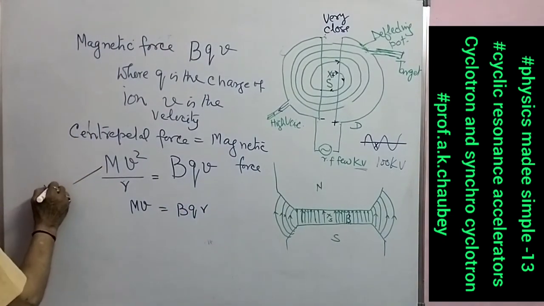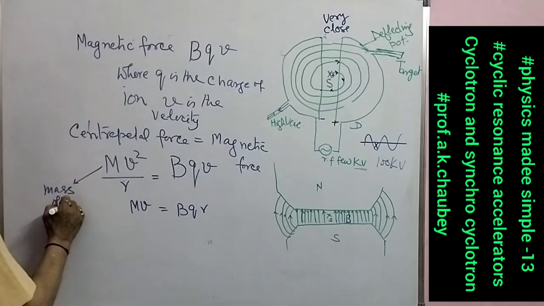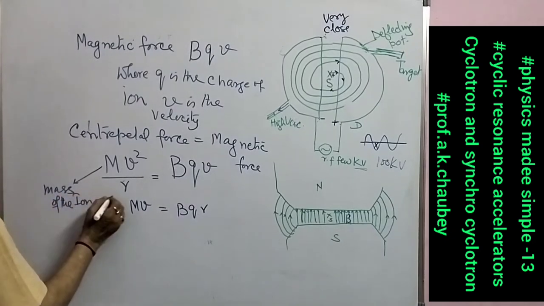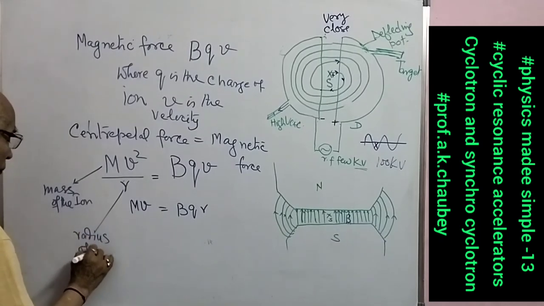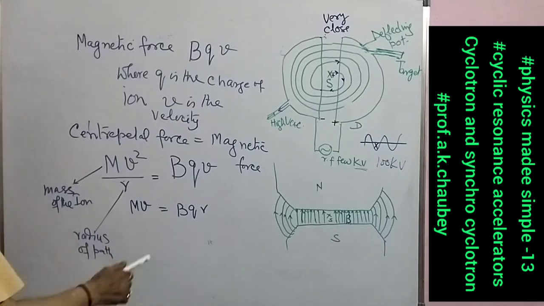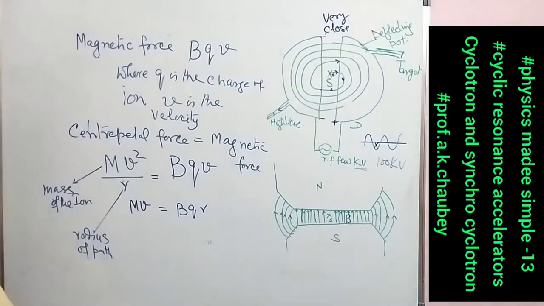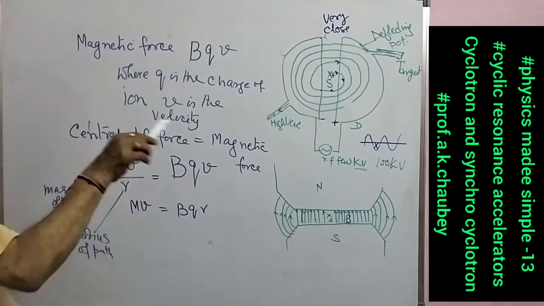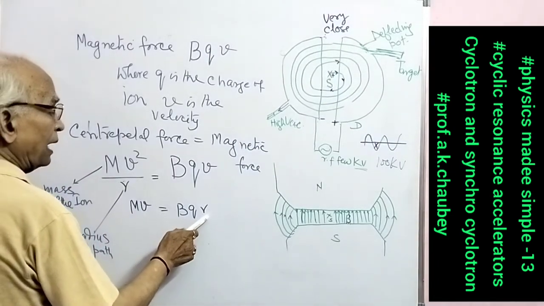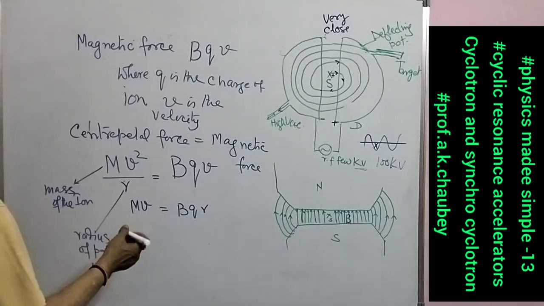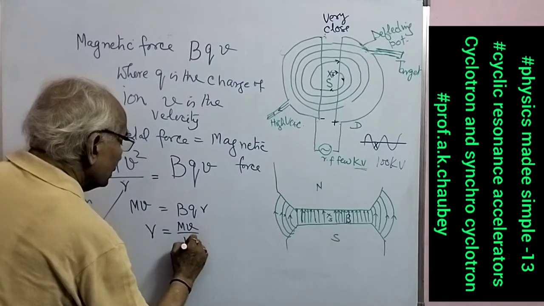m is the mass of the atom, R is the radius of the path. Remember, as the velocity increases, R should increase. So to keep the particle in a fixed orbit R, when B increases, accordingly we have to see the R will change. So mv is equal to BqR, or R can be calculated: R is mv over Bq.